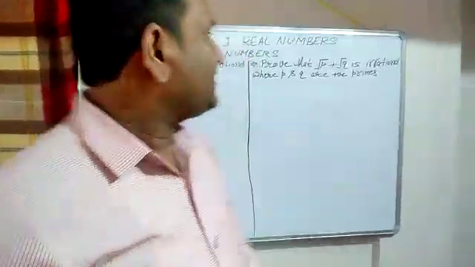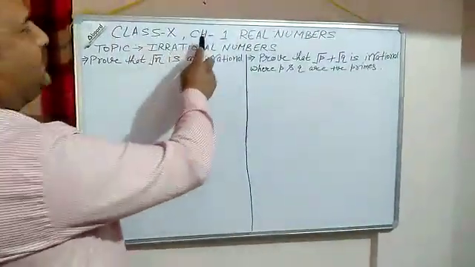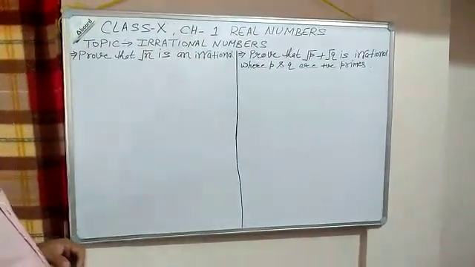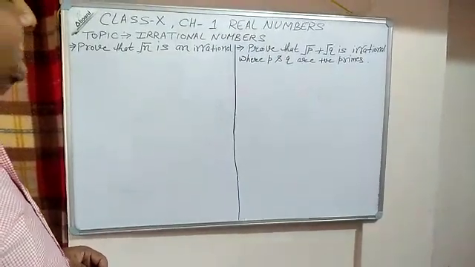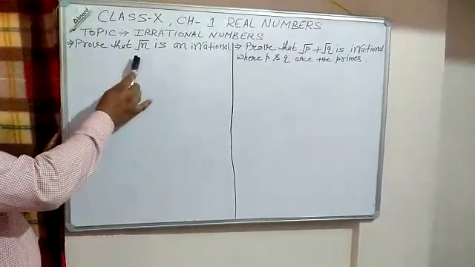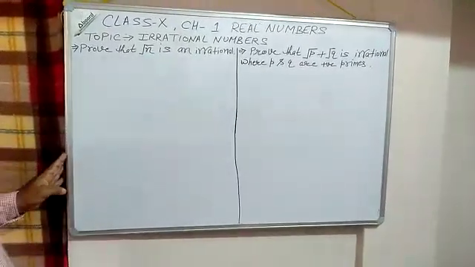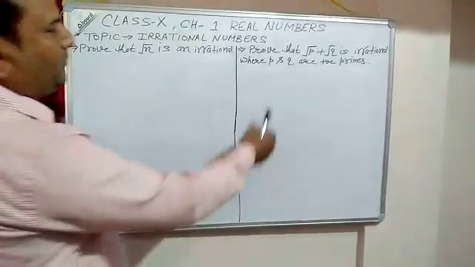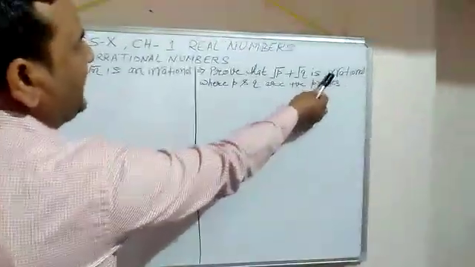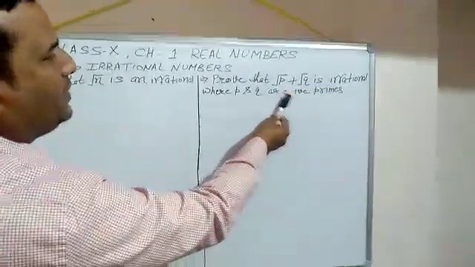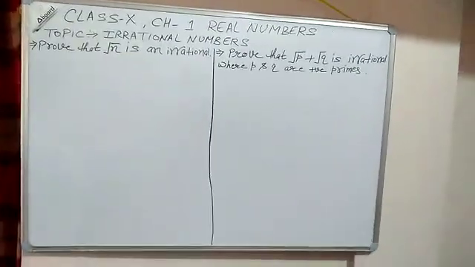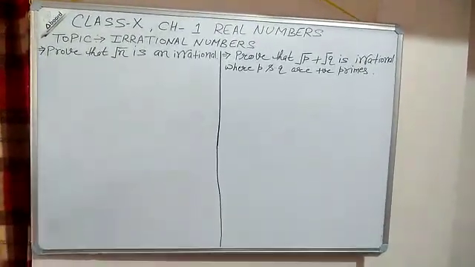Students, let us start with class 10th chapter 1, real numbers. Our today's topic is irrational numbers. In this topic we are going to learn how to prove that root n is an irrational number, and secondly we are going to prove that root p plus root q is irrational, where p and q are positive primes. Both questions we prove with the help of the contradiction method.